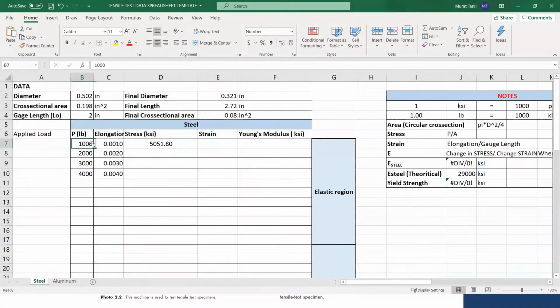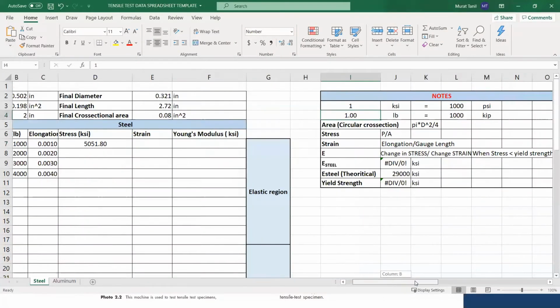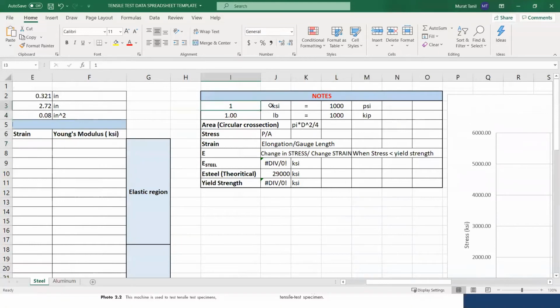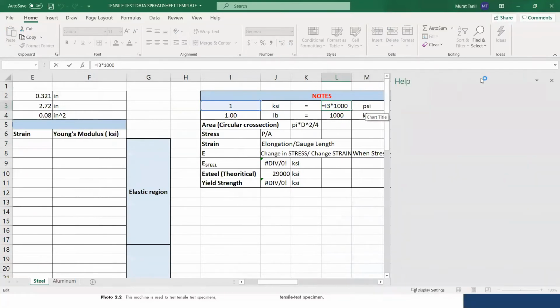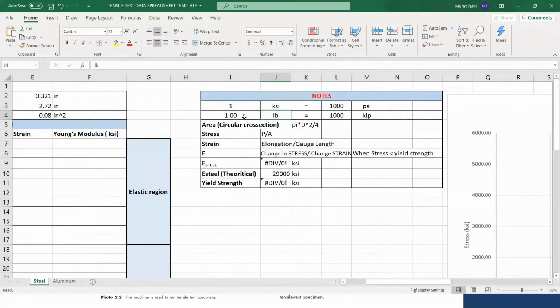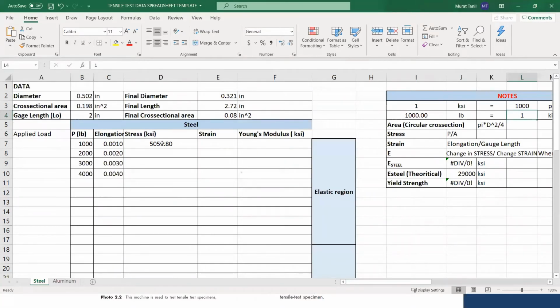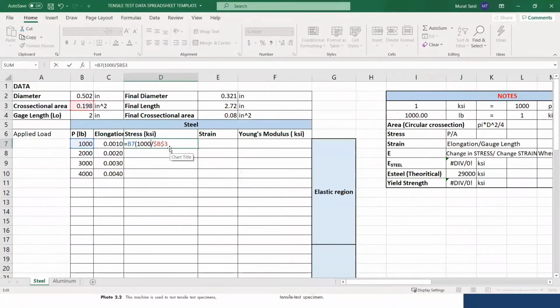So I look at the applied load, it is in pounds. But I look at the stress, it's KSI. And I can go back to my notes and look at the conversion units. 1 KSI is equal to 1,000 PSI. How do I know this? Because I know 1,000 pounds is equal to 1 kip. So I can come here and divide this 1,000 pounds by 1,000 to convert it to kip.